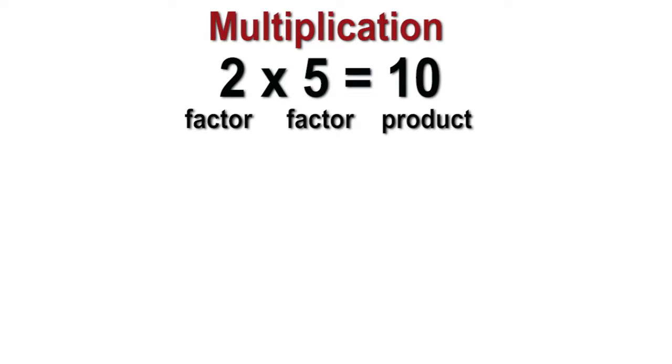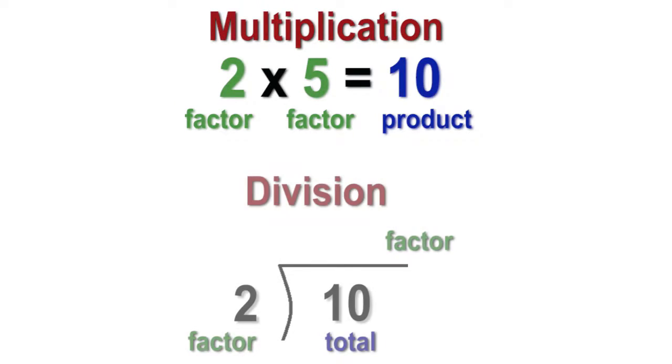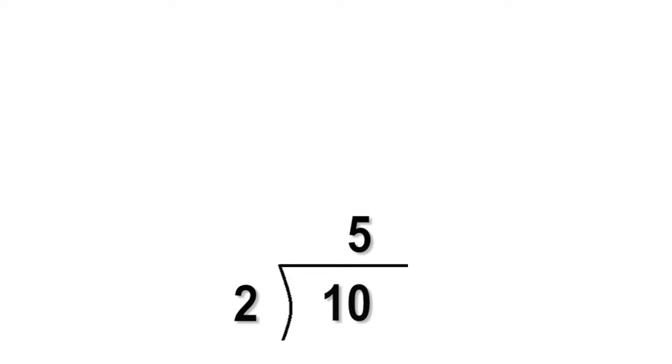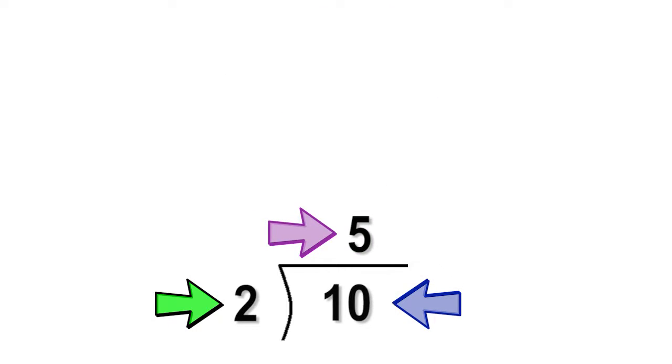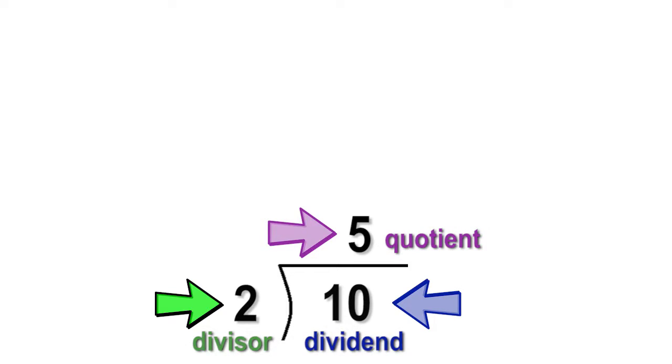With multiplication, we know when we have both factors, we can find a product. With division, we have one factor and the total. We divide to find the missing factor. In this lesson, we will need to know and use the proper terms for the parts to a division problem. Students have learned quotient, divisor, and dividend.